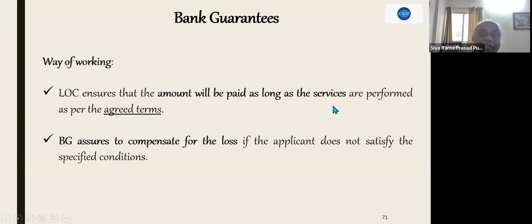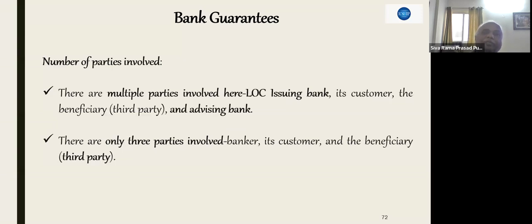A bank guarantee assures compensation for the loss if the applicant does not satisfy the specific conditions. So that's why there is a difference; both are not equal. Difference is there.